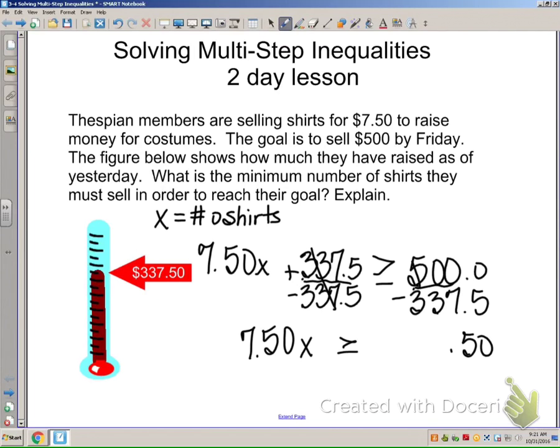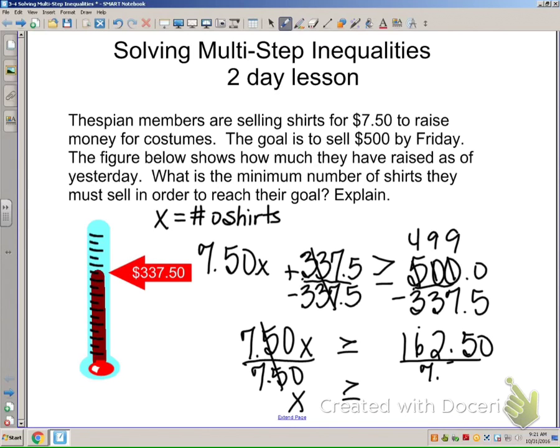I'm going to borrow. So then that's $162.50. Now to get x by itself, it's being multiplied by 7.50. If I divide by 7.50, that becomes 1. Anytime I have the same thing on top and bottom, it is 1. 1 times x is x. Properties of equality tell me if I divide one side by 7.50, I've got to divide the other side by 7.50. And I believe, remembering from doing this earlier, that it was about 21.6.